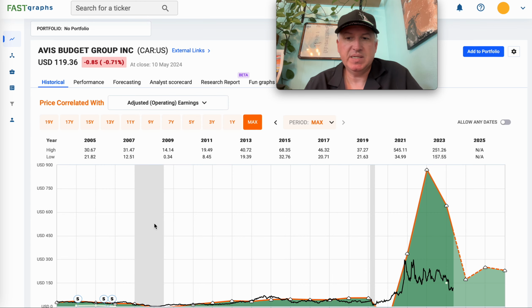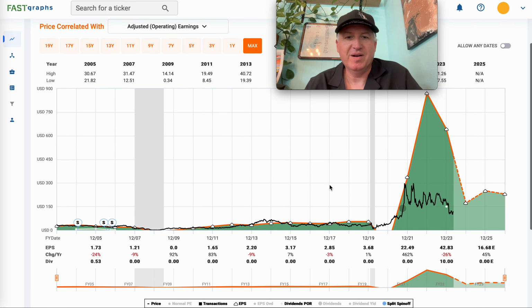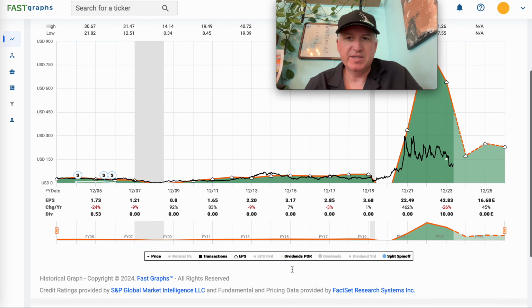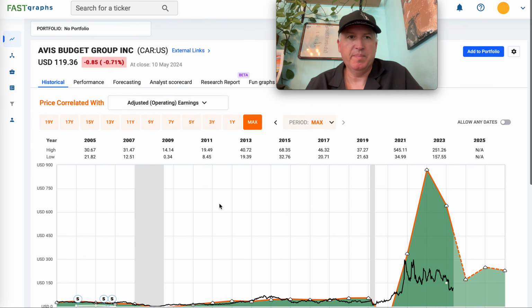Avis Budget. This is very weird. So this is a deep cyclical. Looks like we're starting a down cycle, but it's just a little wonky, and it's a car rental business. We saw Hertz, I think, if they didn't go bankrupt, they came close to it. I'm just going to say this one probably isn't high enough quality for me to really have.